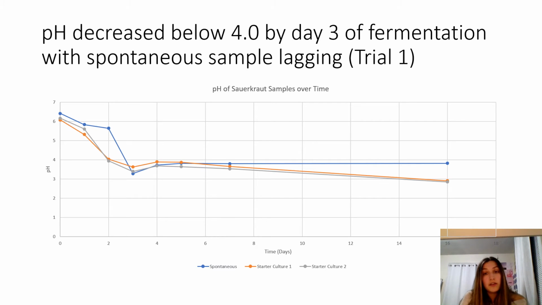In the first trial, the pH of the samples decreased below 4 by day 3 of fermentation. We can see that the spontaneous experimental sample lags behind the 2 samples using starter cultures. Fortunately, all of these samples were able to drop below 4 by day 3 of fermentation, and this drop is crucial to the safety of the food and also contributes to the flavor.